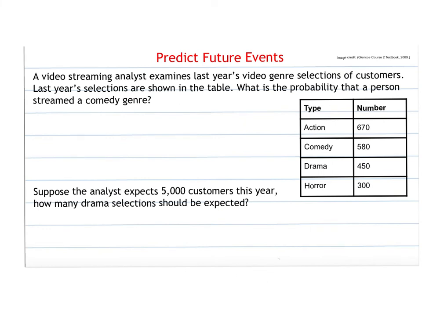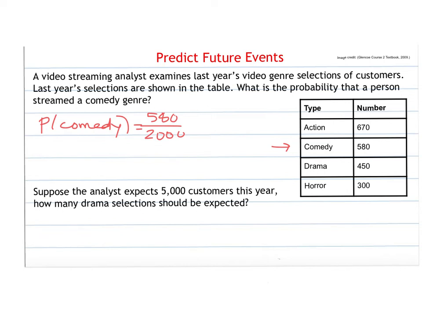All right, let's look at this example where we can predict what to expect. A video streaming analyst examines last year's video genre selections of customers. Last year's selections are shown in the table. What is the probability that a person streamed a comedy genre? So we would do the probability of comedy, and then we look right here. There are 580 people that streamed comedy, and if we add them all up, I get 2,000. So 580 out of 2,000 people streamed comedy.